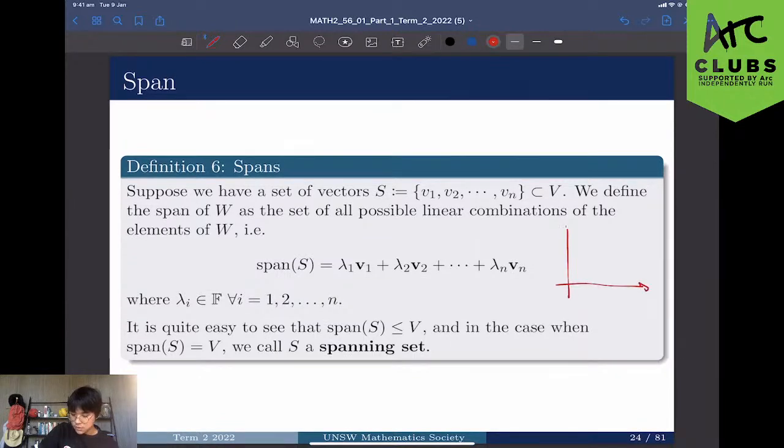In R2, if we just have these two vectors, v1, v2, these vectors span all of R2 because for any point you want, so say I want this point, we can have a linear combination of v1 and v2 that gives us this point. So if we just extend this by a scalar, and v1 by a scalar, we can reach any point in R2.